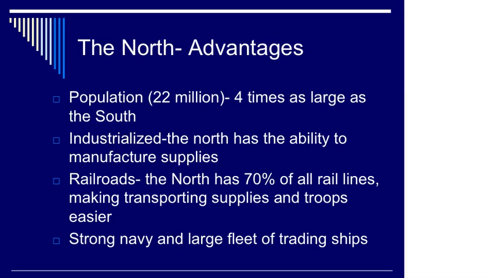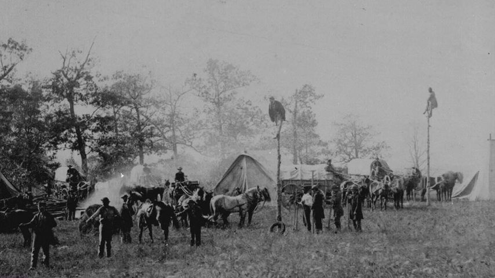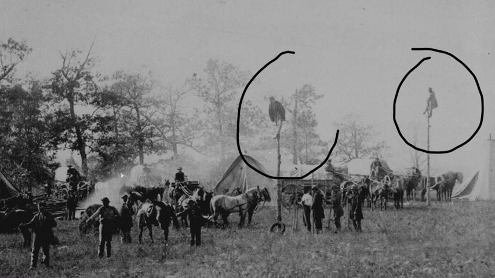And this next picture shows a great example of some of the advantages that the North has. This picture is a great example of how the industrialized North has an advantage, because you probably look at this picture and wonder, what in the world are these guys doing? Do they just enjoy sitting on top of poles? Well, no. They are actually putting up telegraph lines.